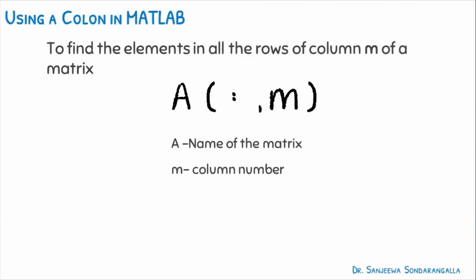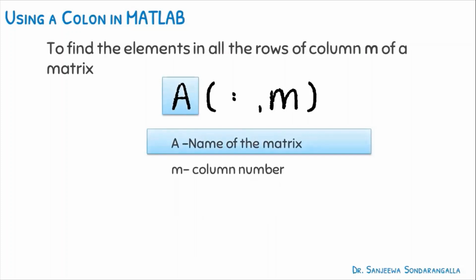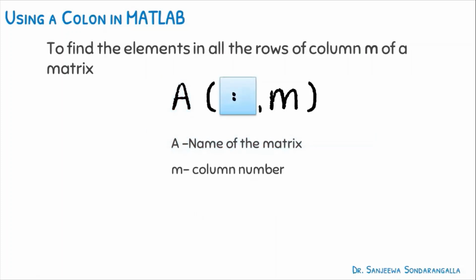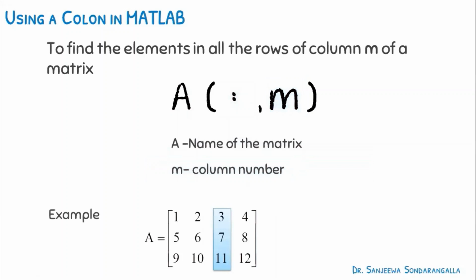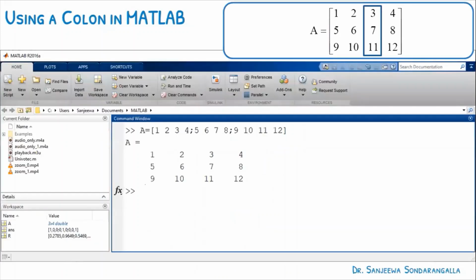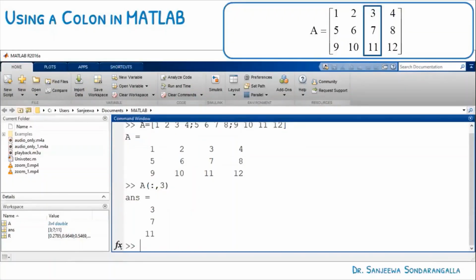Next command, to find the elements in all the rows of a column of a matrix, use the matrix name, within bracket, colon. Here colon is used for all the rows. Then type comma, column number. As an example, again consider matrix A. If you want to find all elements in the third column, type A, open the bracket, colon, comma, 3, close the bracket, then enter.